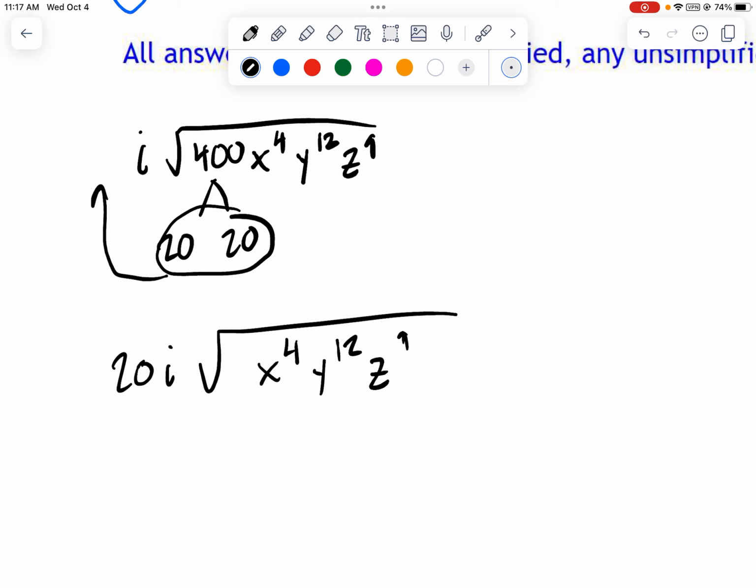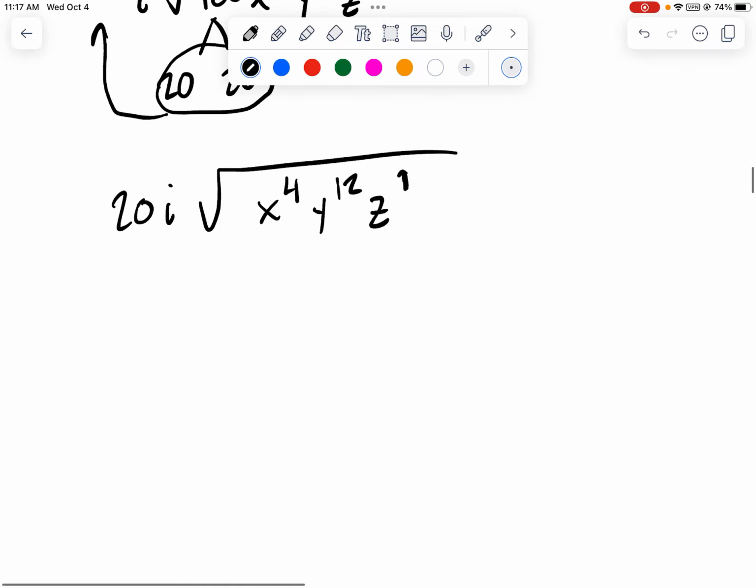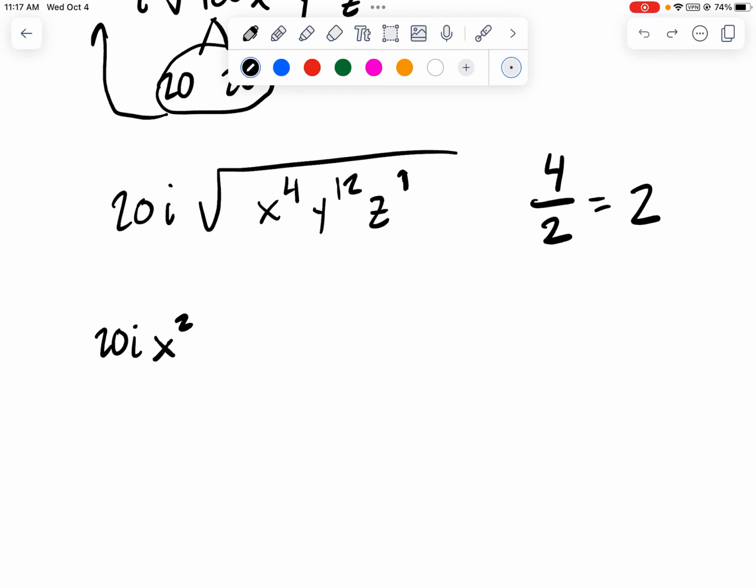Okay, and then from there, now you just simplify your variables. Where you'd say, okay, x to the 4th, y to the 12th, z to the ninth. Remember, index of 2, you're looking for 2 of the same thing. If I have 4 and I'm dividing it into groups of 2, there are 2 groups that I can make. So that means that 20i x squared is now on the outside. Right? Because you can divide your 4 evenly, there shouldn't be any x's left over.